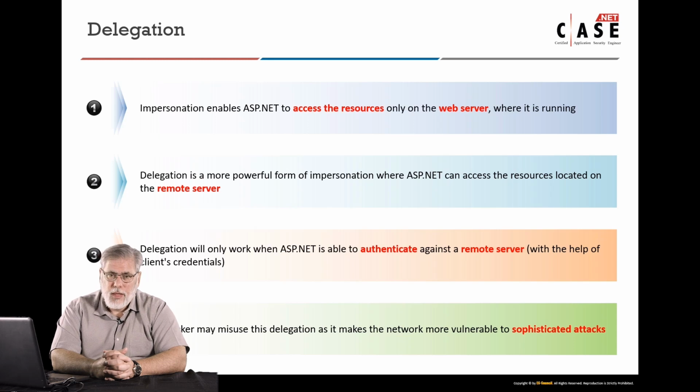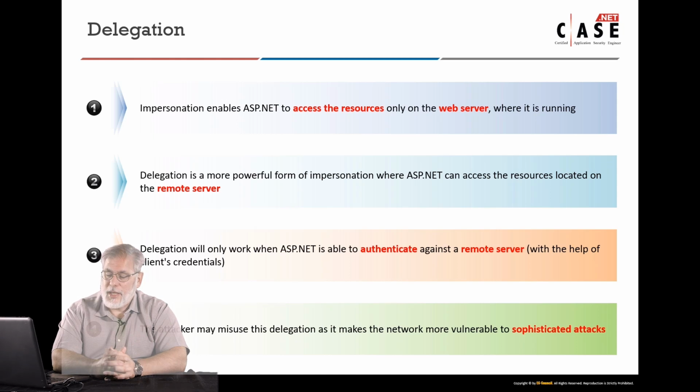Delegation. If you're doing impersonation, you have this option to allow ASP.NET to access the resources only on the web server where it's running. What if you need to access resources on another server? Well, delegation is a more powerful version of impersonation, and it lets .NET access resources located on a remote server. Now, I think you can already see that this is a very powerful tool, but needs to be implemented carefully because of the fact that you're allowing access to resources on a remote server.